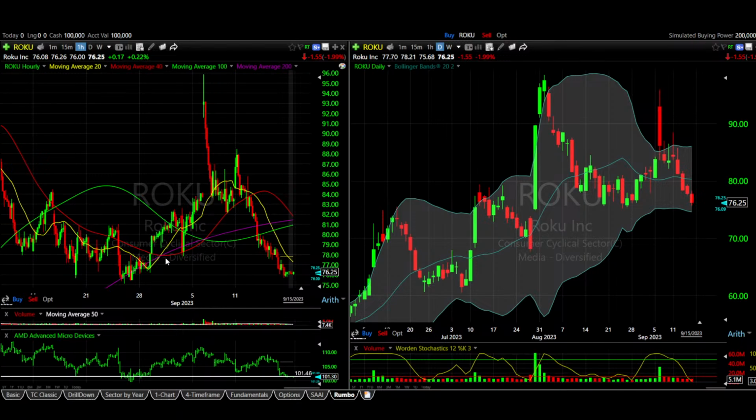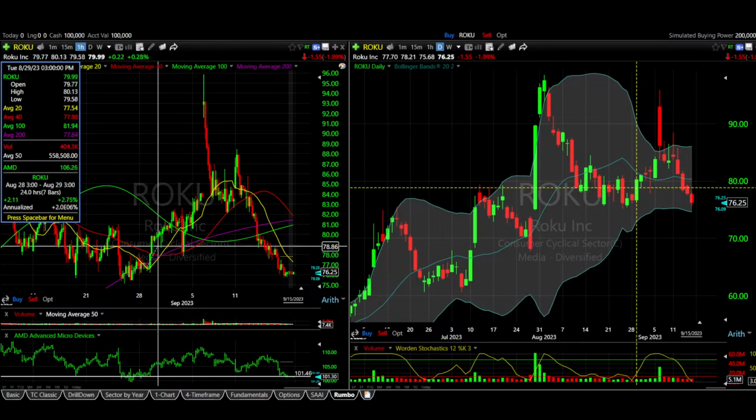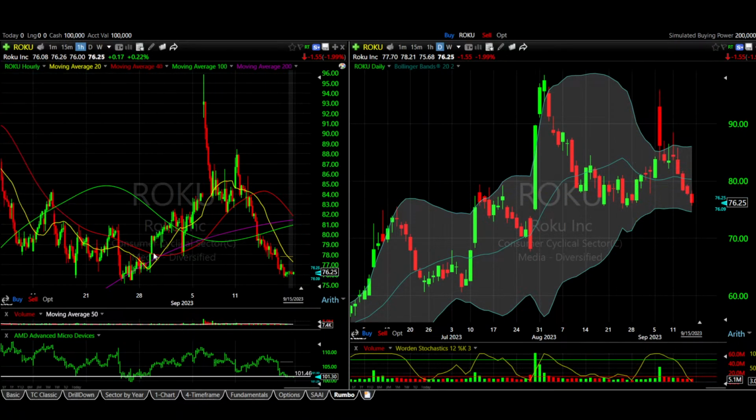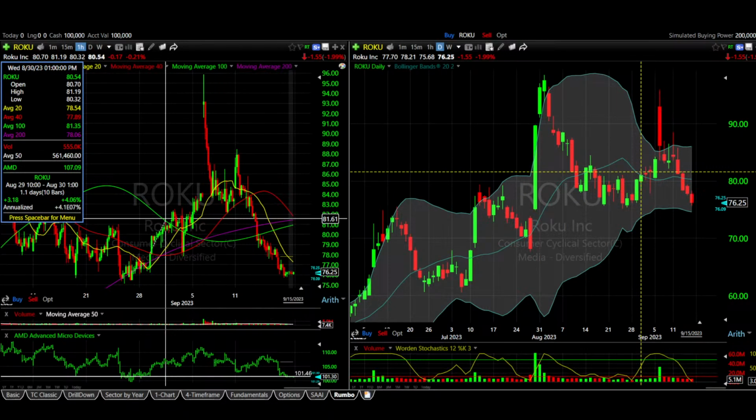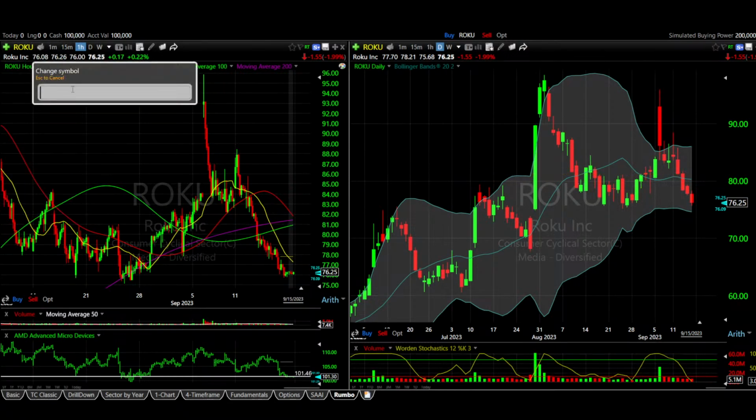And I mean, right here, wow, that is a triple cross. 20, 40, and 200 cross, and the stock breaks it upwards. So it's 100% going to go to the moving average of 100, from 78.31 to 81. Again, it's like 3 points, 4 points. But for a stock like Roku, 4 points is a lot.